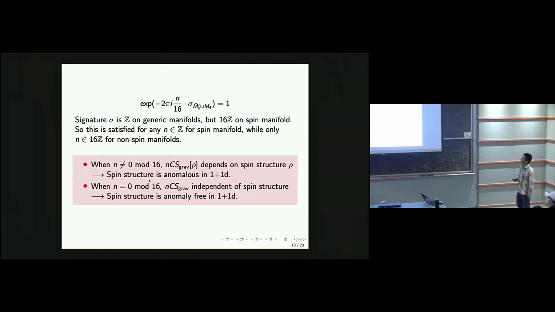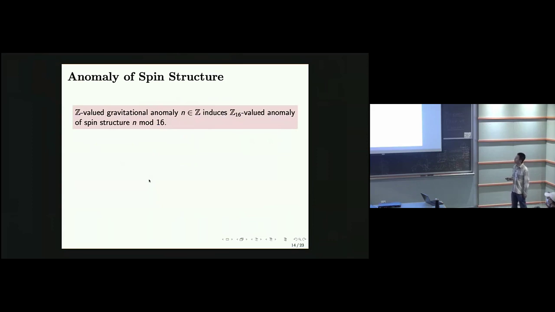So the upshot of this discussion is that when n is not 0 mod 16, then the 3-dimensional gravitational Chern-Simons term depends on the spin structure, which means that the spin structure is anomalous in 1+1D. When the gravitational anomaly is 0 mod 16, then the gravitational Chern-Simons term is independent of the spin structure, and the spin structure is free from anomaly in 1+1D in this particular case. So, to summarize, the Z-valued gravitational anomaly in 1+1D induces a Z16-valued anomaly of the spin structure, which depends on the gravitational anomaly mod 16.